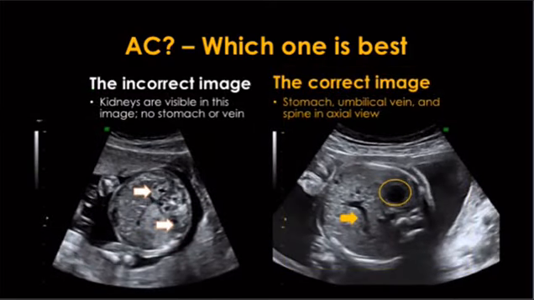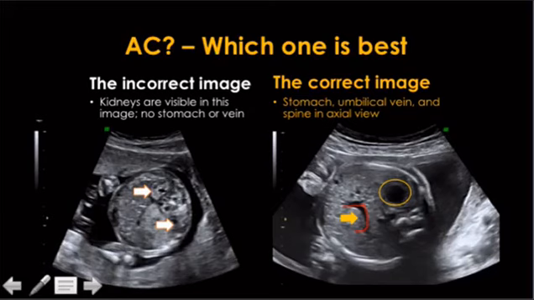Okay, you want to see the stomach, and you want to see, in this case, it sort of looks like a J. Some people say this looks like a J. So those are the two structures you want to see in plane, and that's how you know that you're measuring your abdominal circumference in the correct plane.